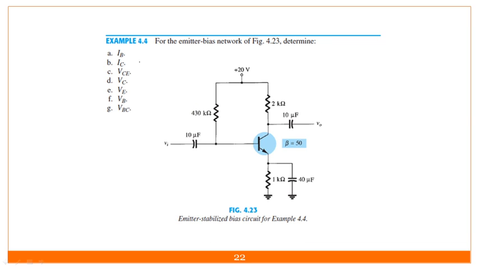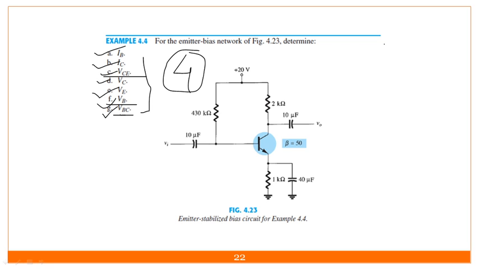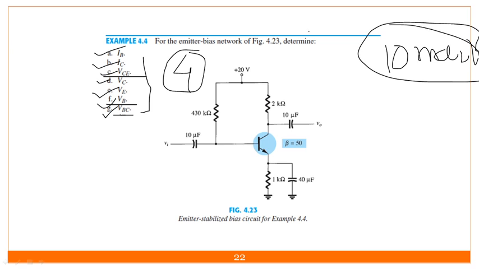From this, we have to find out the values of IB, IC, VC, VE, VB and VC. These 5 values we have to calculate. In the exam, you will find at least 4 values to calculate for how much? 10 marks. So this is a big deal. 10 marks you have to calculate.